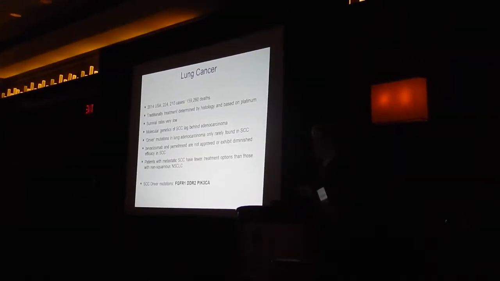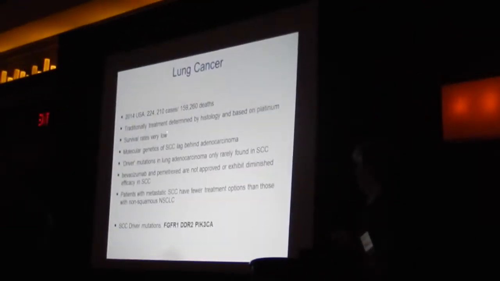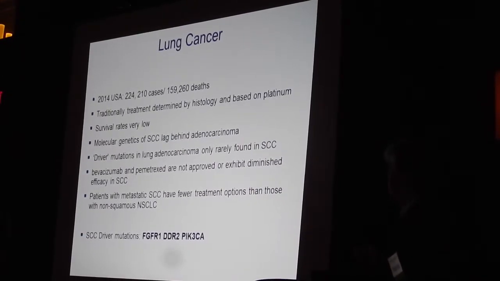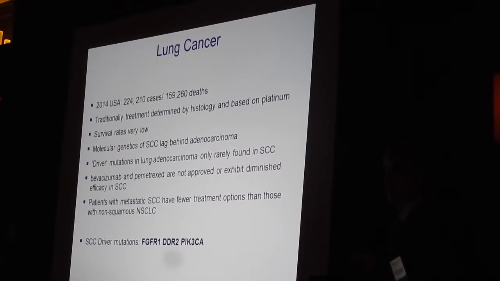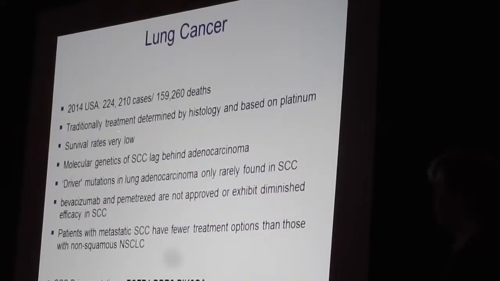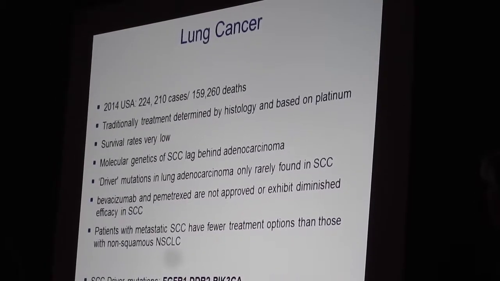This is the number one cause of death in the United States and the number one cause of cancer death. Its traditional treatment was historically determined by histology, and it was a platinum-based chemotherapy regimen. Survival rates with advanced lung cancer are very low, and they continue to be very low.